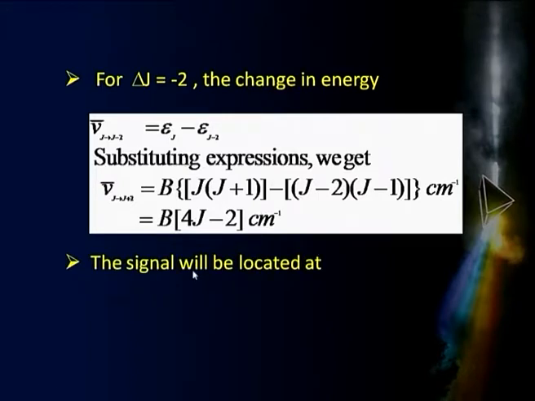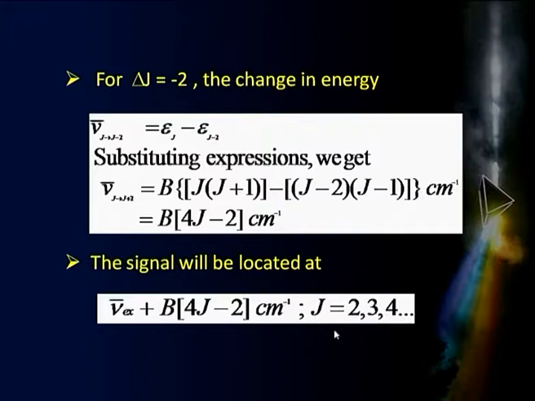Now, J will have values of 2, 3, 4, because the first transition in the anti-Stokes lines will start from the J is equal to 2 level, since from J is equal to 2 to 0 is the first transition we have. You can't have a transition from 1. So the first transition will start from 2 and so on and so forth, and the location will be the excitation wave number plus B times (4J minus 2). Substitute the value of J, you get the location there. Put J is equal to 2, so this is 8 minus 2 is 6, it will be 6B. Put J is equal to 3, it will be 10B and so on and so forth. So, that gives us expressions for locating the signals in the spectrum here.